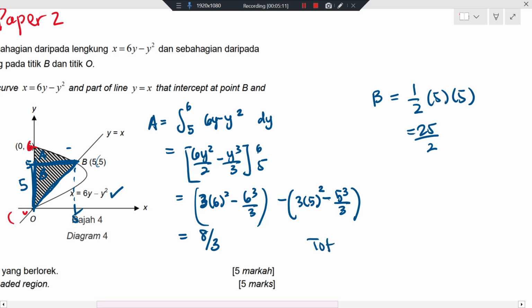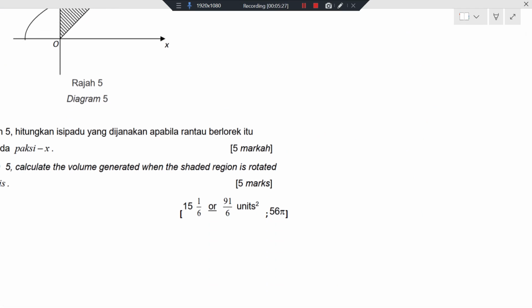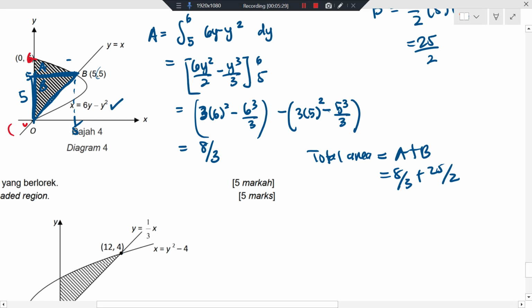So total area, shaded area is A plus B, 8 over 3 plus 25 over 2. So 8 over 3 plus 25 over 2 is 91 over 6. Yep, that is the answer.